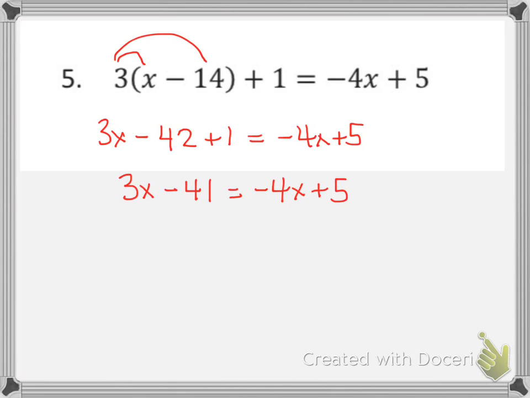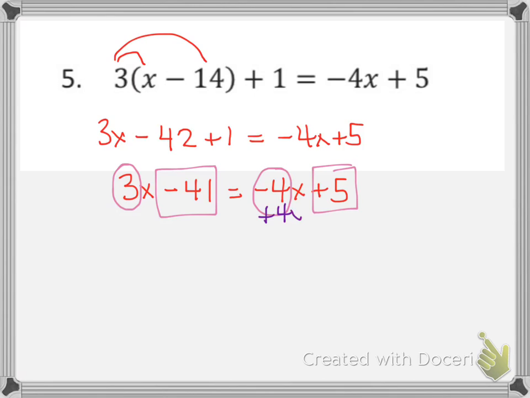And then look, we've got a coefficient of 3, a coefficient of negative 4. My coefficients are different. My constants are also different. This is going to be one solution. I can actually solve this and get one solution. Let's find out what it is.